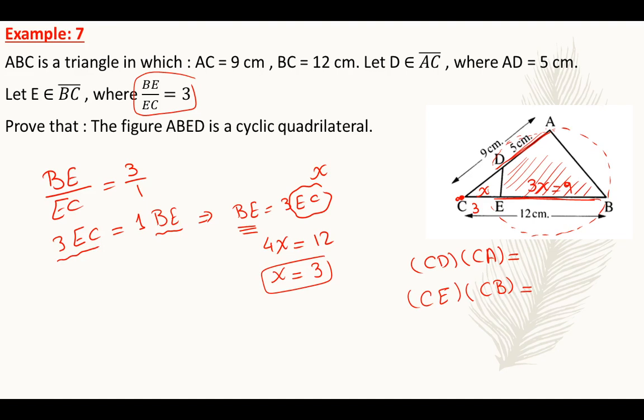And here AC equals 9 centimeter, and AD equals 5 centimeter. So CD will be 4 centimeter. Let's substitute in the given equation. Now we know all the lengths of any side. Here CD equals 4 multiplied by CA, which is equal to 9 centimeter, so the result will be 36 centimeter. CE multiplied by CB, CE equals 3 centimeter multiplied by CB, which is equal to 9 centimeter.